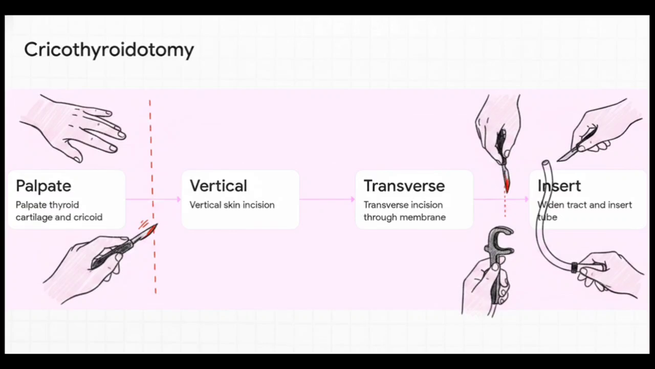So in a high-stakes emergency cricothyroidotomy, you grab that cricoid firmly with your non-dominant hand, make a vertical skin incision. Then, with a blade, make a small 3 to 5 millimeter transverse incision straight through that cricothyroid membrane. Widen the tract with your scalpel handle or a clamp and drop your tube in immediately.